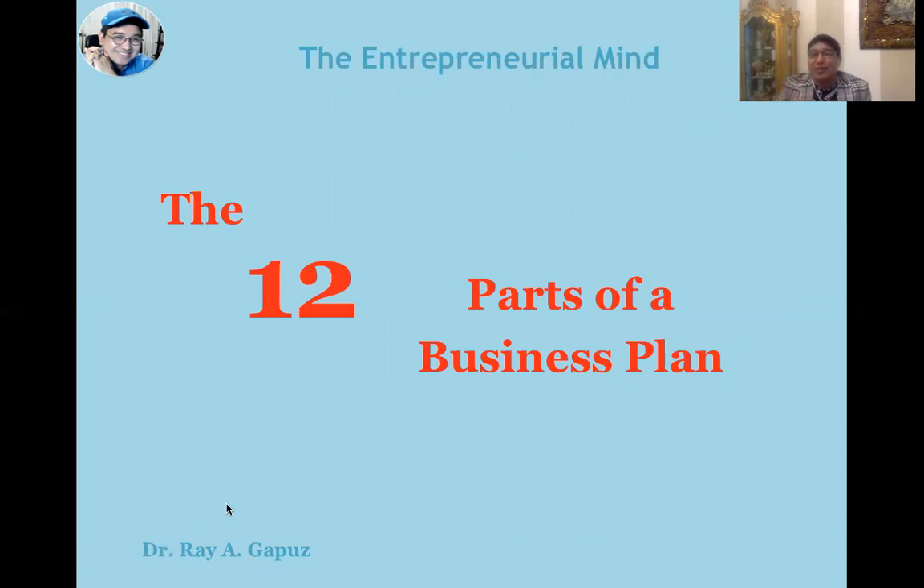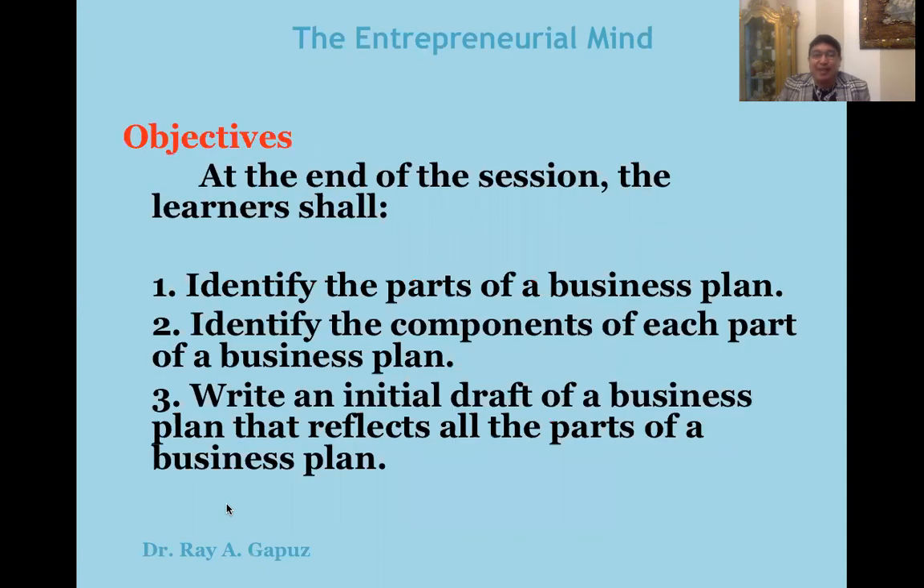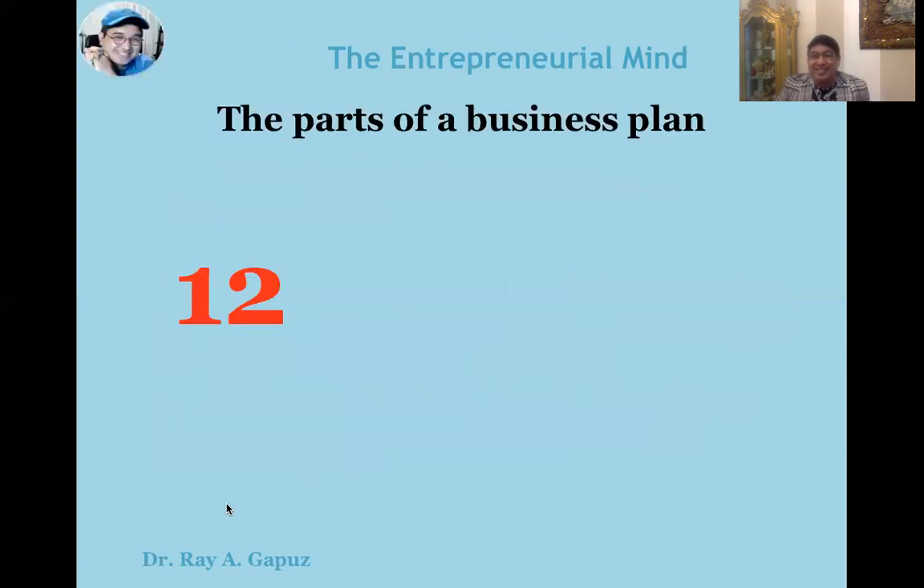So today we'll be talking about the 12 parts of a business plan, and our objectives include the following. At the end of the session, the learners, and that's you, shall identify the parts of a business plan, identify the components of each part of a business plan, and then write an initial draft of a business plan that reflects all the parts of the business plan that we've discussed.